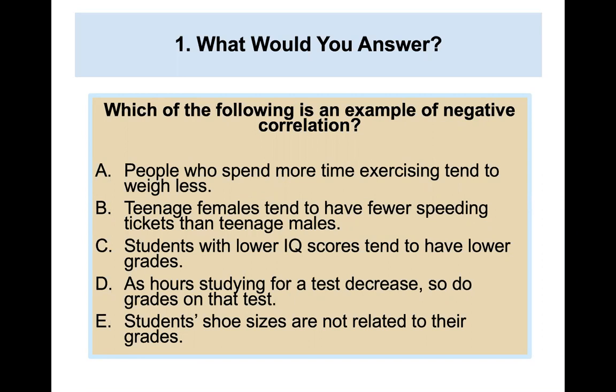Okay. The only one that really seems to make sense as one goes up, the other one goes down, is A, people who spend more time exercising tend to weigh less. So as one variable, time exercising, goes up, weight goes down. So that would be the only example there of a negative correlation. How do we measure correlations?